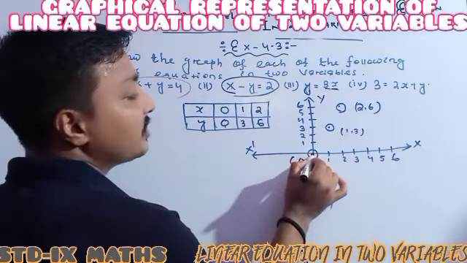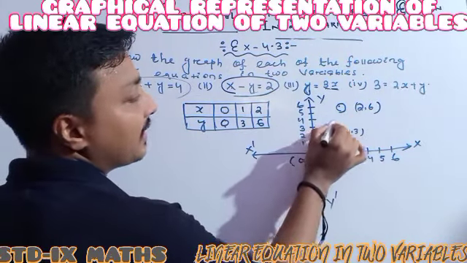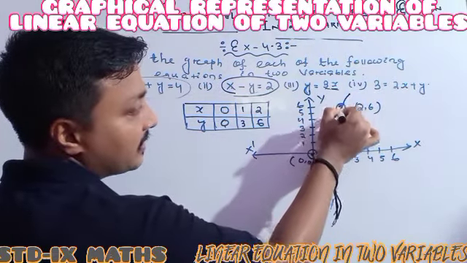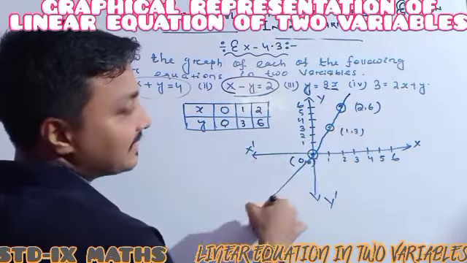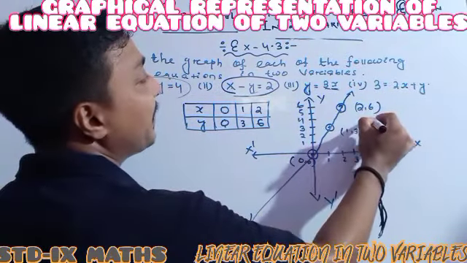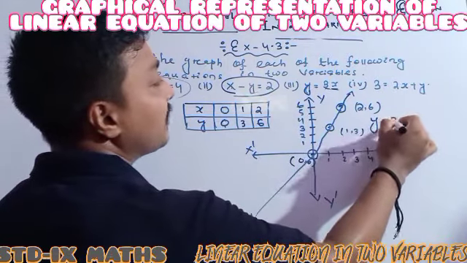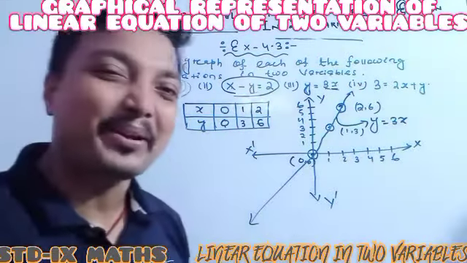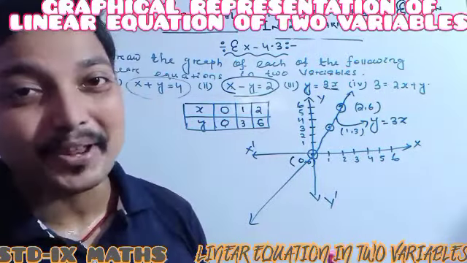Any 2 points you can join. Suppose you are joining this one and this one, you have to join and extend. So this is the line which represents the graphical representation of y is equal to 3x. Y is equal to 3x. Tell me, easy or difficult? Understood or not understood?